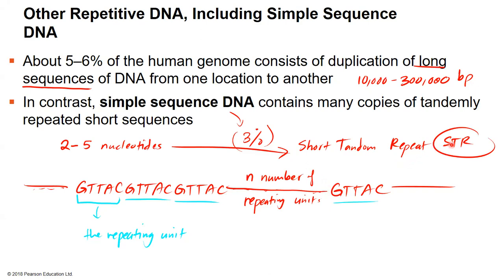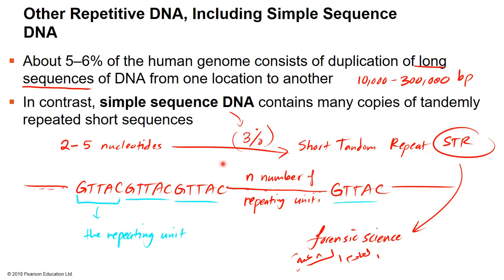These STRs are actually important for forensic science, because the location of these short tandem repeats within the genome is different in different people, and the number of times these short tandem repeats are repeated within a specific location within the genome will be different between humans.